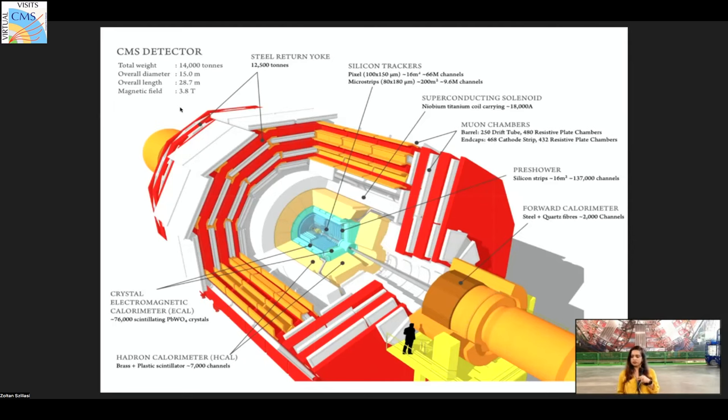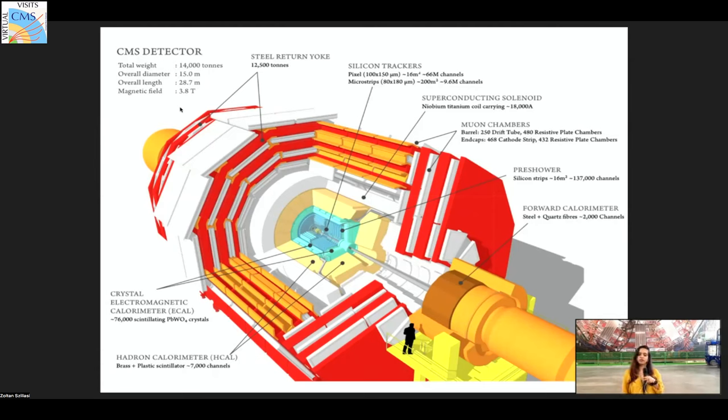So in order to measure the momentum of these particles: the bigger the energy, the larger the magnetic field needed, the smaller the bending, and vice versa. So the solenoid of this CMS is the biggest part. This is a superconducting solenoid, a coil made up of fibers.